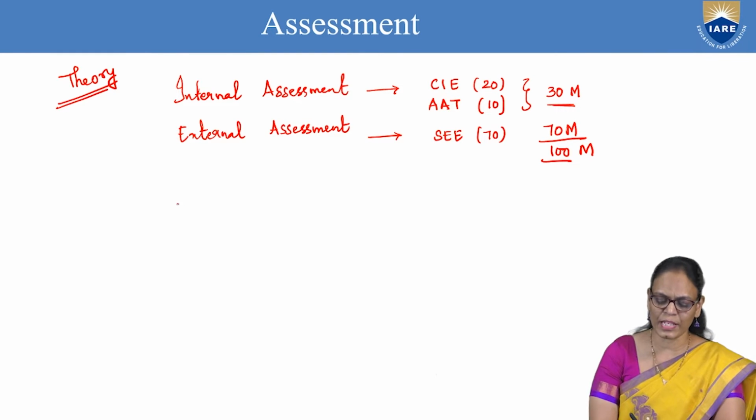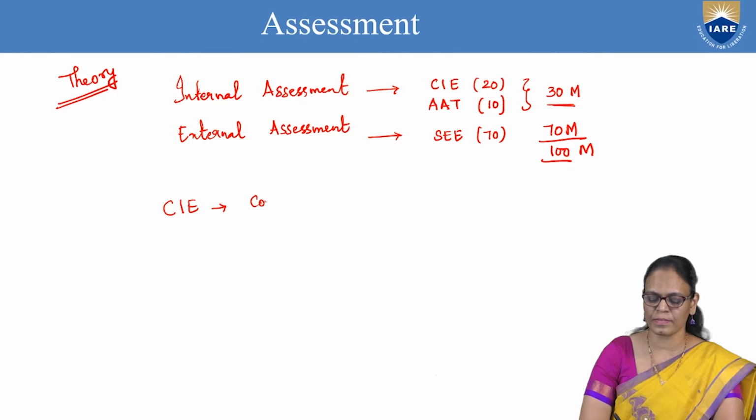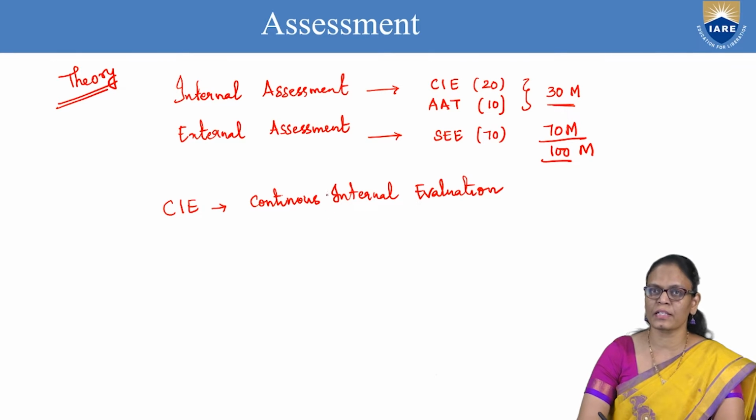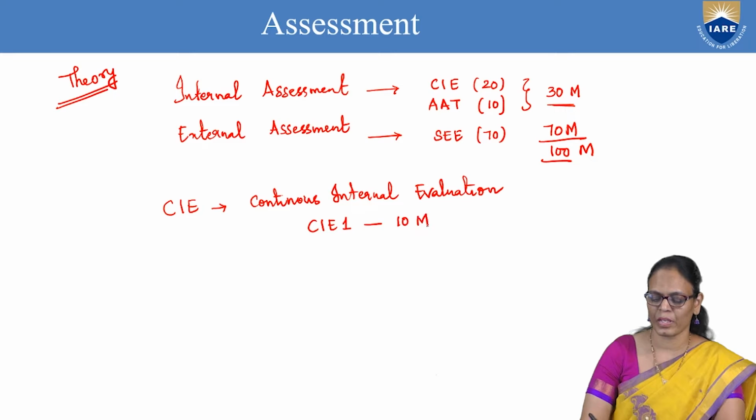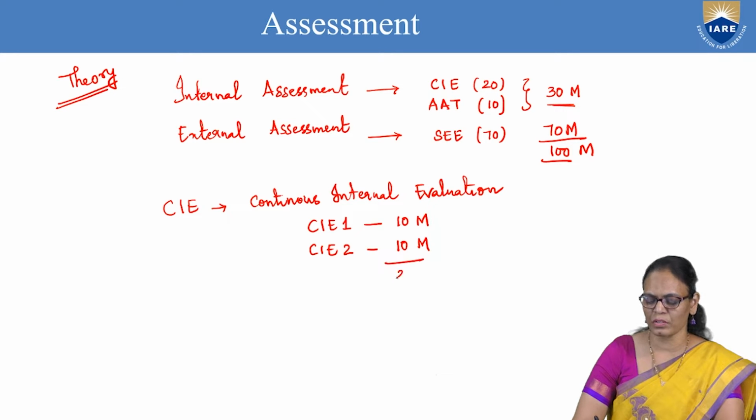Now, when it comes to CIE, what is CIE here? Continuous internal evaluation. There will be two continuous internal evaluations. The first one, we call it CIE 1, for 10 marks. And CIE 2, again for 10 marks. So this is for 20 marks.